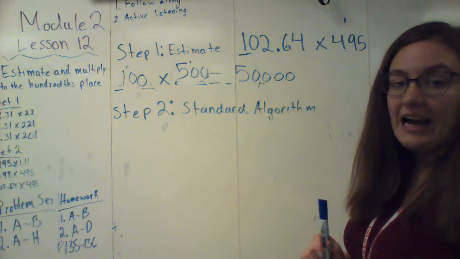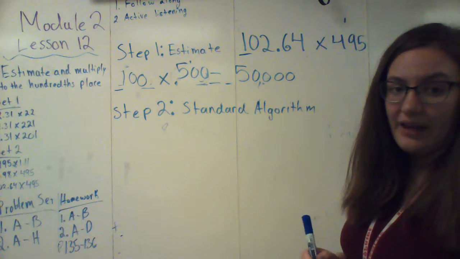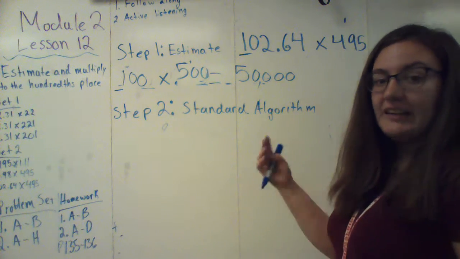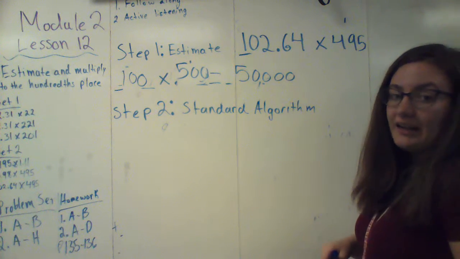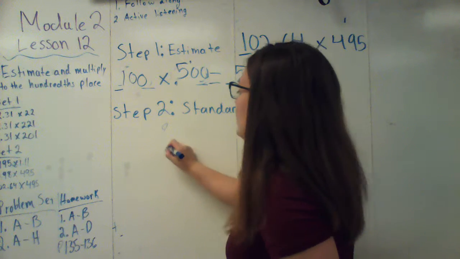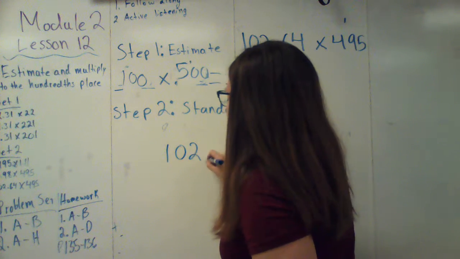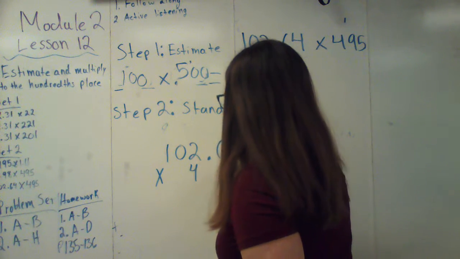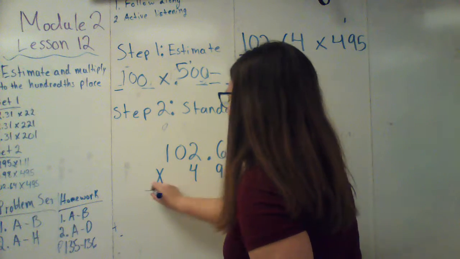So now I need to actually set up this problem and start multiplying. If you haven't already, please make sure you pause the video, try this on your own, and then fix it after you finish it. So let's take a look at this problem. I have 102.64 times 495.